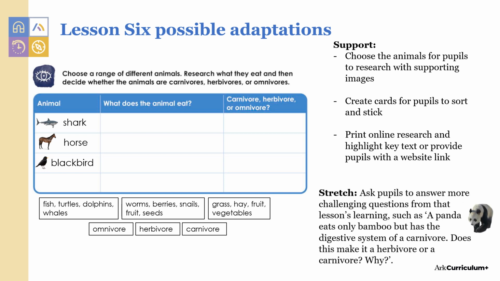To stretch pupils, you could ask a challenging question such as, a panda only eats bamboo but has a digestive system of a carnivore. Does this make it a herbivore or a carnivore, and why? And again, this could be a class discussion, a table discussion, or a written answer.